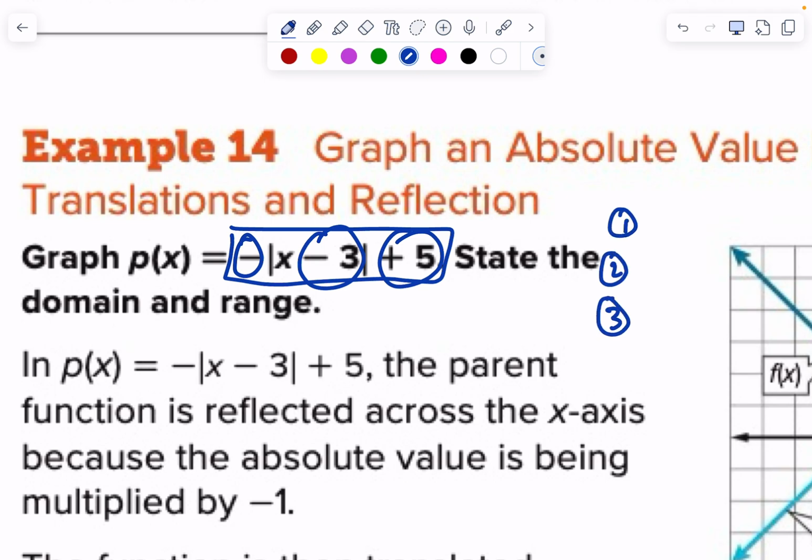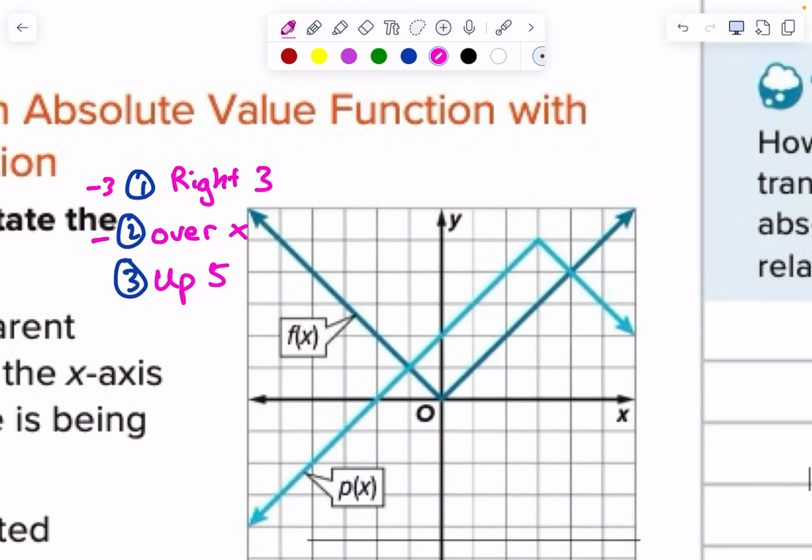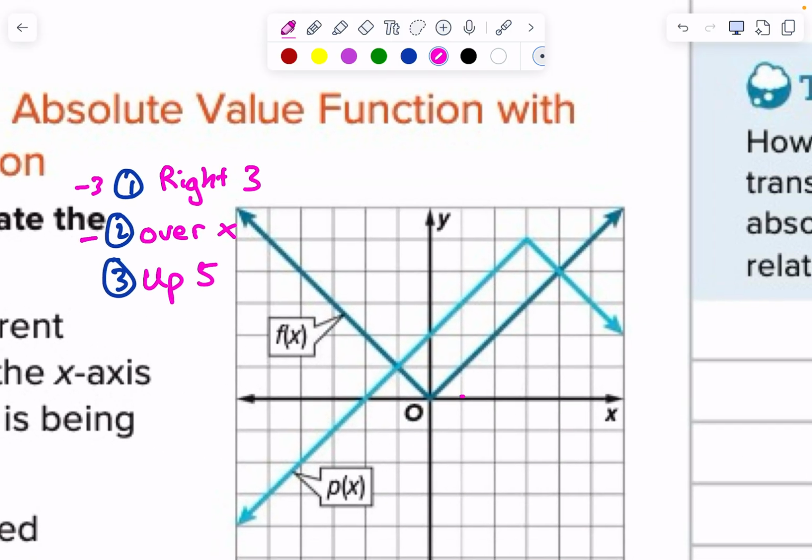Which one is happening first? Minus 3. That is to the right 3, because it's the opposite of what you think. Then what happens, the negative or the 5? The reflection over the x. That's flipping him down, right? And then up 5. So we took him and we moved him to the right 3, 1, 2, 3, and then we flipped him down.